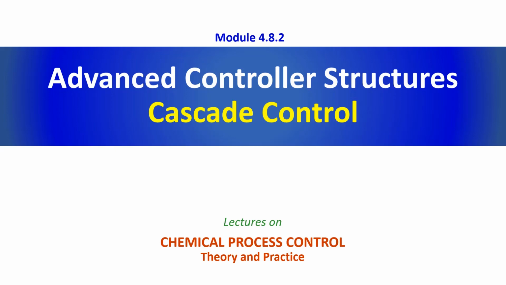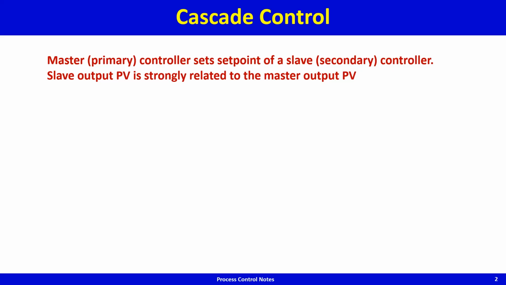So the idea behind cascade control is you've got two process variables, PV1 and PV2, or let's say the primary process variable and the secondary process variable. They have a relationship, and regulating the secondary variable also helps regulate the primary variable.